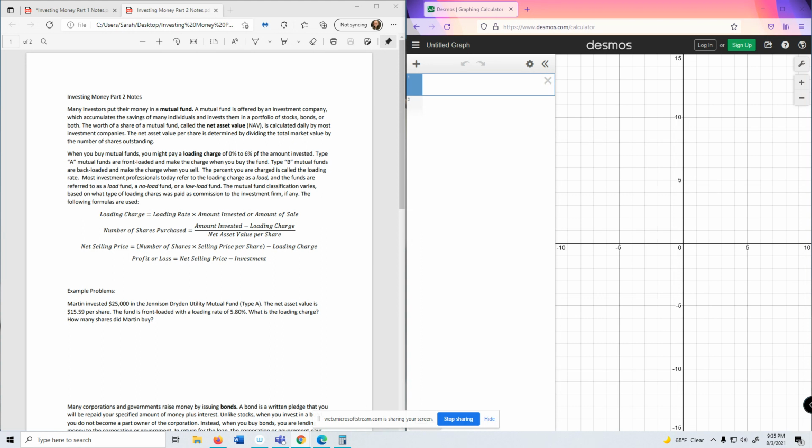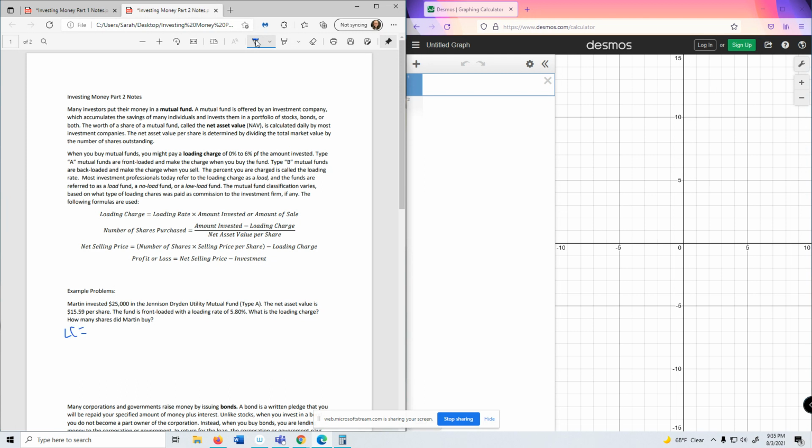Martin invested $25,000 in the Jennison Dryden Utility Mutual Fund Type A. The net asset value is $15.59 per share. The fund is front-loaded with a loading rate of 5.80%. They're asking us to find two things: the loading charge, and how many shares Martin bought. Let's start with the loading charge.